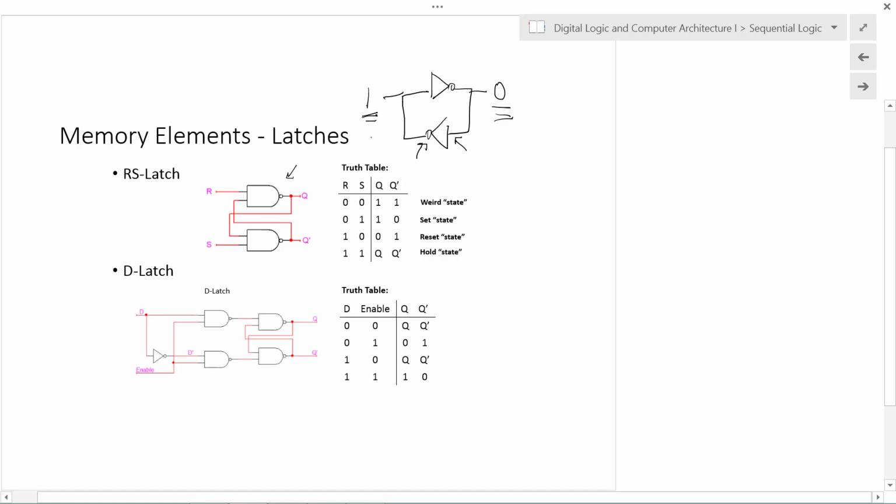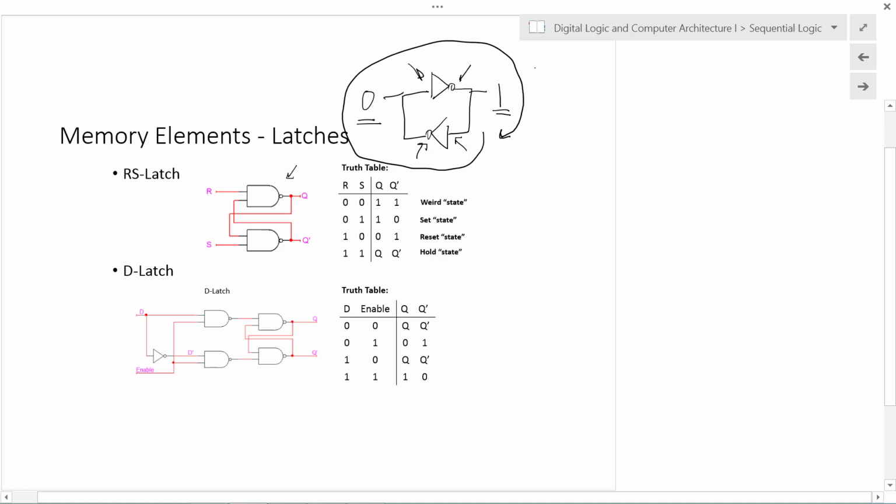It's possible to, instead of having a 1 here and a 0 here, have a 0 at this end and a 1 at this end instead. 0 becomes 1, becomes 0, becomes 1 again, becomes 0, becomes 1 again, and we have an infinite feedback loop.